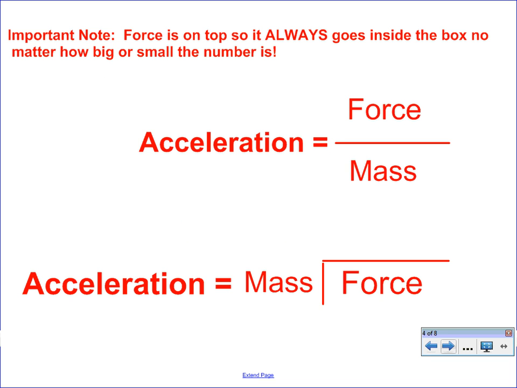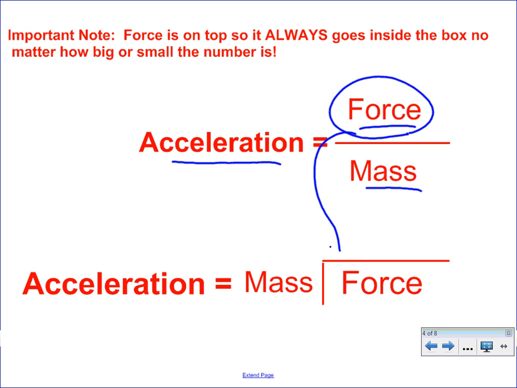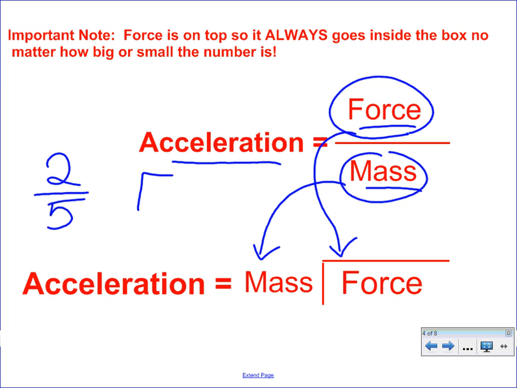Always remember, we can't forget, acceleration equals force divided by mass. Force is on top, so it goes inside that box. Mass is on bottom, so it goes outside the box. No matter how big or how small. If we have 2 over 5, the 2 goes on the inside and the 5 goes on the outside, even though the 2 is smaller than the 5.